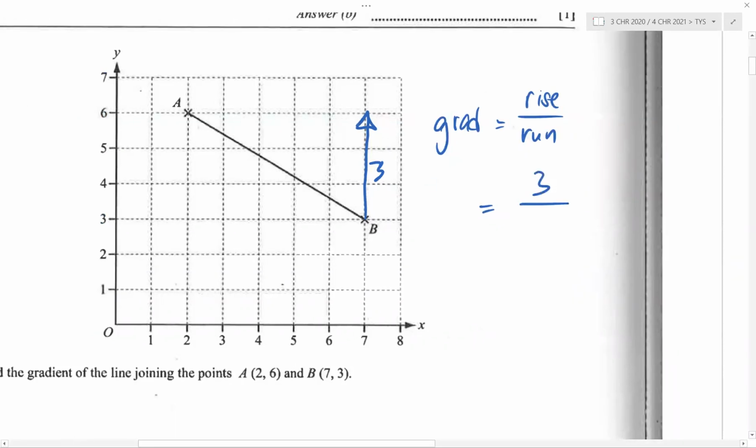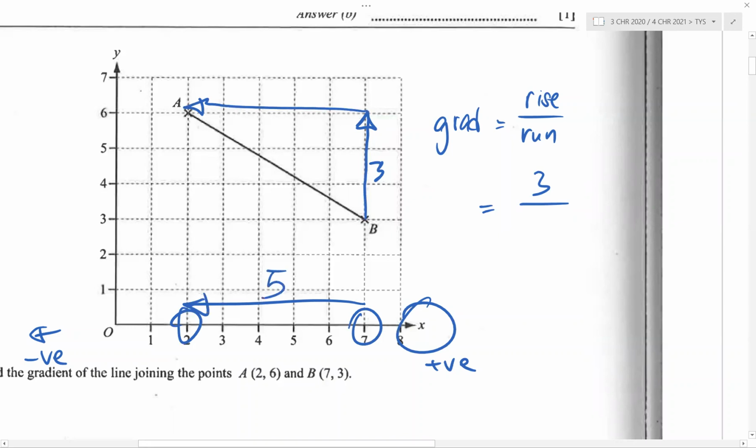What about the run? You have to remember, running to the right is positive. Just like all this, positive. If you go this way, it is negative, right? Same thing. If you run to the right, it's positive. You run to the left, it is negative. So after we go up already, we run to the left. How many units? Again, check. 2 and 7, we are running 5 units. Because we are running to the left, it is negative. So the answer is negative 3 over 5.